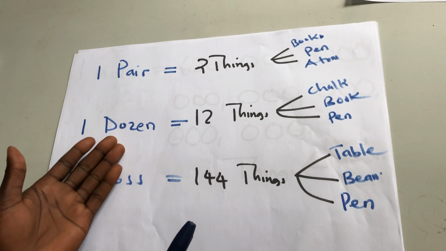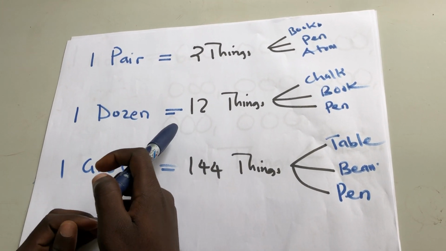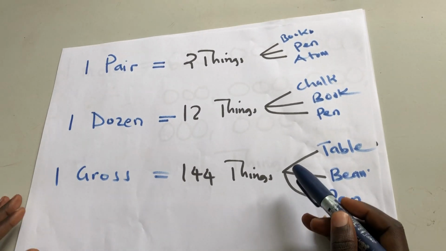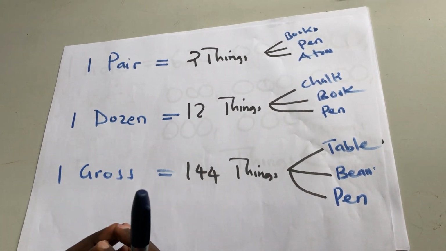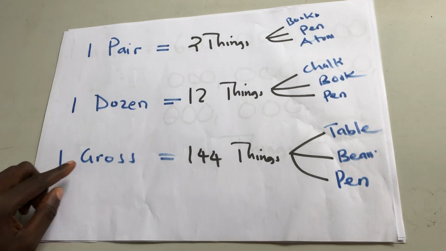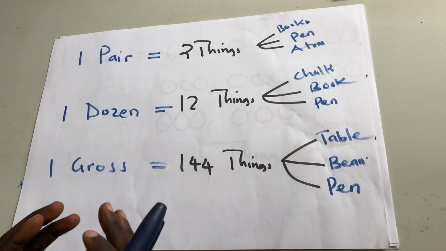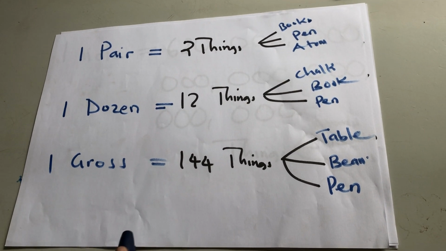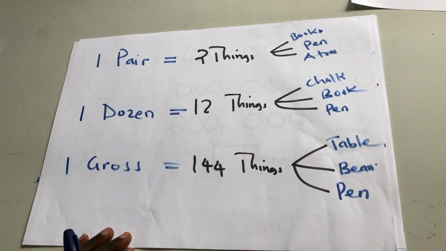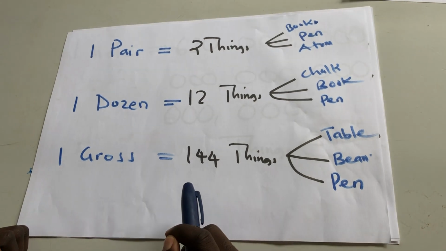The same to dozen. Ukisema dozen ni special name ambayo inawakilisha idadi ya vitu fulani, idadi ya vitu ambavyo vipo 12. Inaweza ikawa ni chalks, inaweza ikawa ni book, inaweza ikawa ni pen, vitu vyovyote ambavyo viko kwenye idadi ya 12. But when you say one gross, the same. Gross, it is a special name that used to represent certain number of things. So one gross equals to 144 things. So this concept is applied even for mole concept.